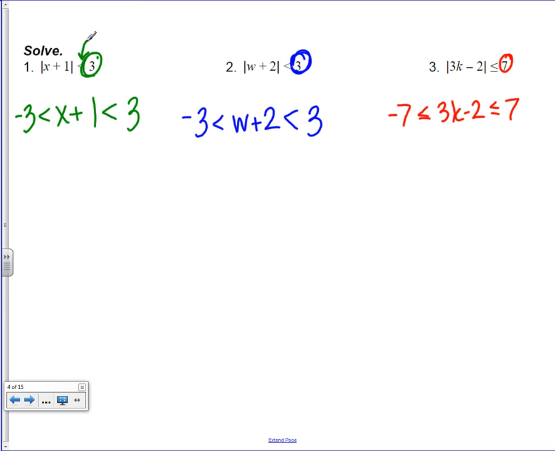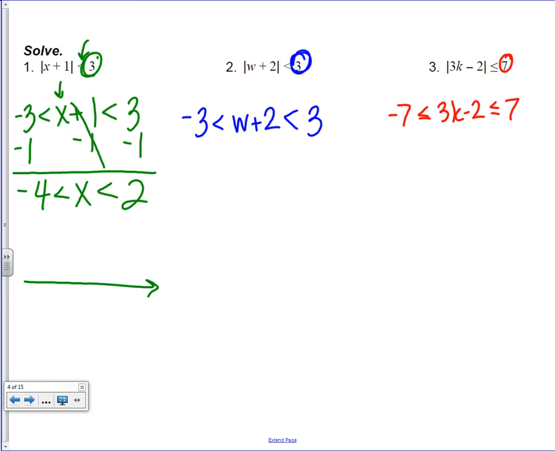First things first, I need to isolate the x in the middle. So I will subtract 1 everywhere. When I do that, I get -4 is less than x is less than 2. And the x is isolated in the middle. So I'm ready to graph. My critical numbers are -4 and 2. Both of them get open circles. And because the x is in the middle, we shade in the middle.